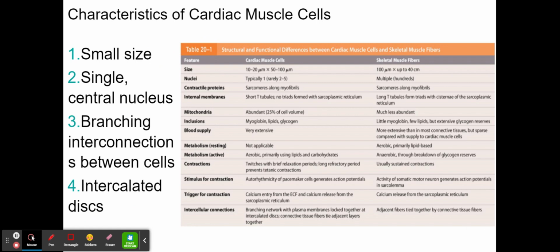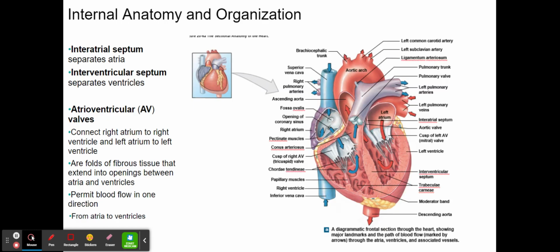In addition, histological characteristics that distinguish cardiac muscle cells from skeletal muscle fibers include: 1. They're smaller in size, 2. A single centrally located nucleus, 3. Branching interconnections between cells, and 4. The presence of intercalated discs. Next, let's examine the major landmarks and structures visible on the interior surface of the heart.